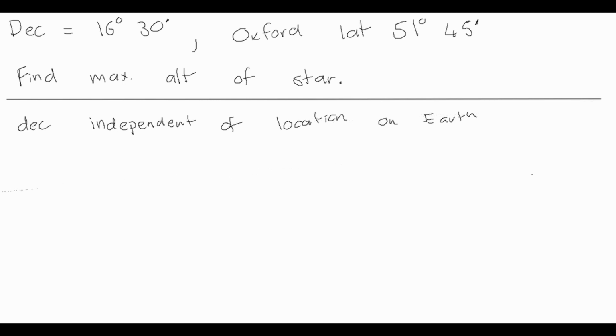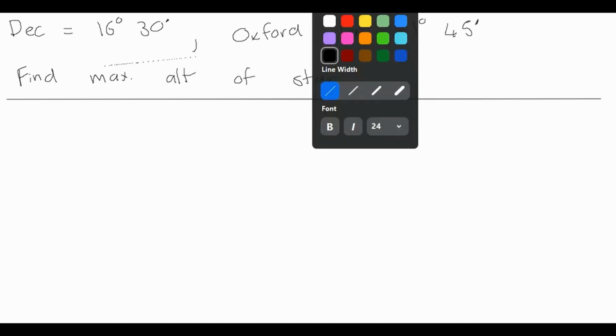Whereas the altitude of a star, that depends on your horizon, which does change with your location. So altitude is dependent on your location. So looking at this, we know that the declination of the star is going to be the same. It's going to be 16 degrees and 30 arc minutes, but the altitude of the star is going to be different. Let's start as we normally do.